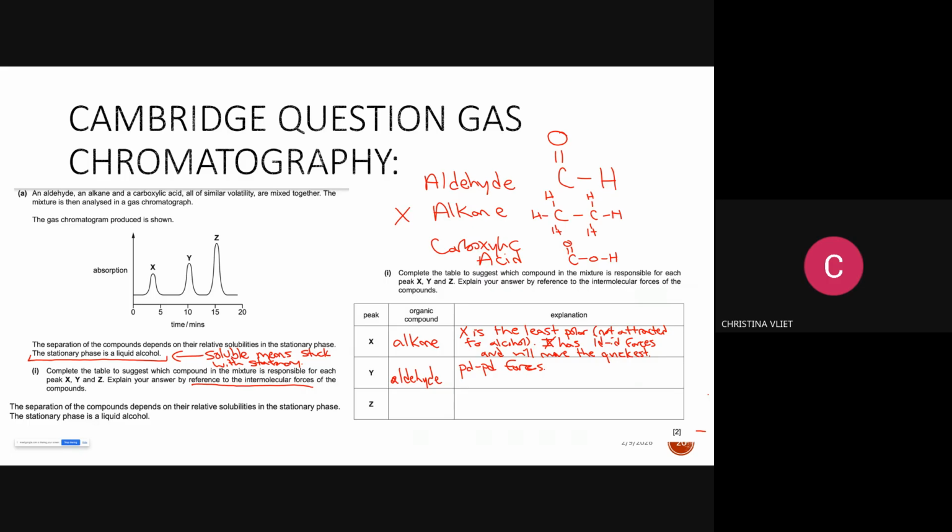And then the last one must be carboxylic acid. That would be the one that stays with the alcohol the most, right? So carboxylic acid, and it's due to hydrogen bonding. It would stay with your stationary phase the most. It's the most soluble because it's the most polar. Like dissolves like is the key idea here: things that are polar will stay with other things that are polar. And that's how questions would look. That's only worth about 2 marks, not a lot of marks.